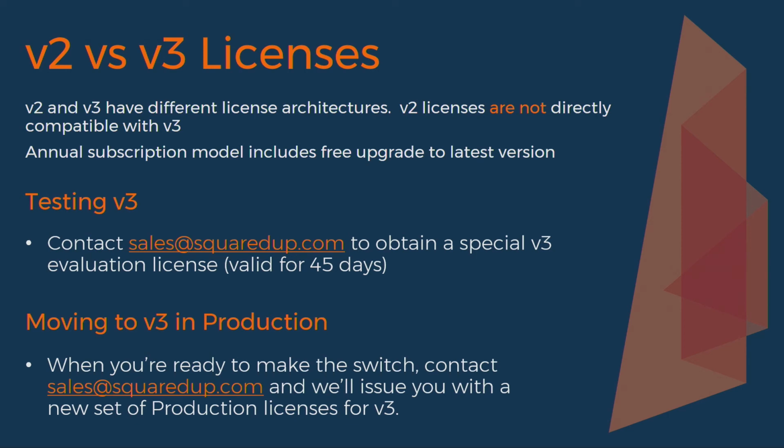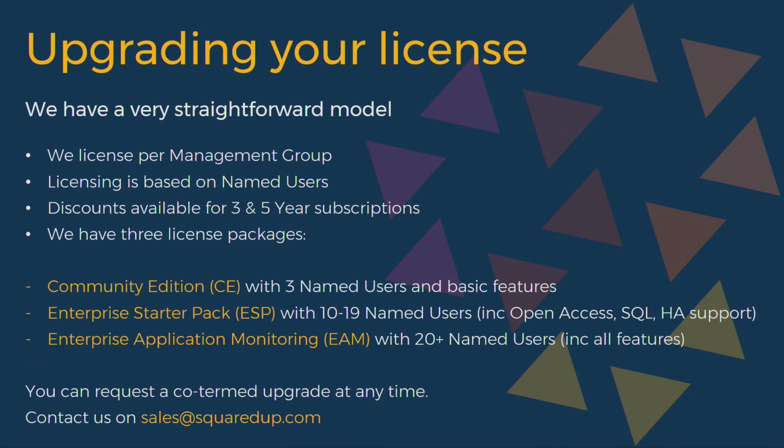But otherwise, let's take a look at how we actually go about upgrading and co-terming and all that sort of thing. Great. Okay, so we've got a pretty simple model. Nathan, can you walk us through that? Yeah, absolutely. So first thing to note is that we license per SCOM management group. So if you have multiple SCOM management groups that you want to license with Squared Up, then you'll need multiple licenses for that.